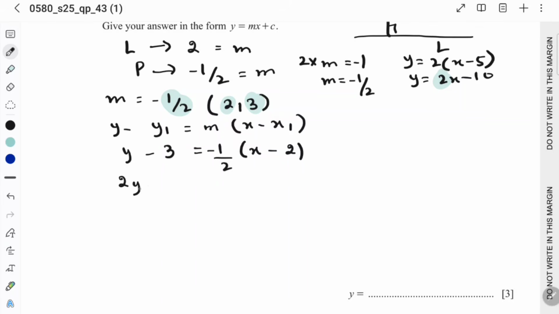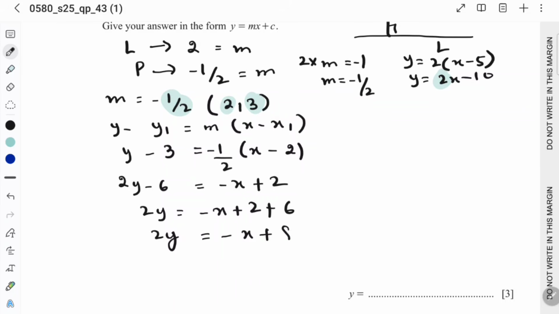That is 2y minus 6 is equal to minus 1 multiplied with x minus 2, minus x plus 2. 2y is equal to minus x plus 2 plus 6. 2y is equal to minus x plus 8. y is equal to minus 1 upon 2 x plus 8 upon 2. Then y is equal to minus half x plus 4.